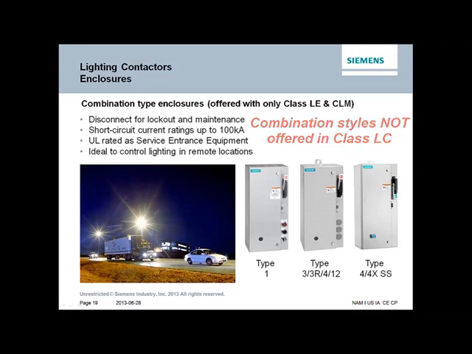A typical combination type lighting contactor includes a disconnect for lockout and maintenance, and it has short circuit ratings up to 100,000 amps, and they are UL rated as service entrance equipment. That means you can mount the enclosure on a power pole, and you could drop the power directly from the utility lines overhead into the controller. And they are ideal to control lighting in remote locations. Typical examples would include a baseball park, another park, remote parking lot, remote stretch of road.